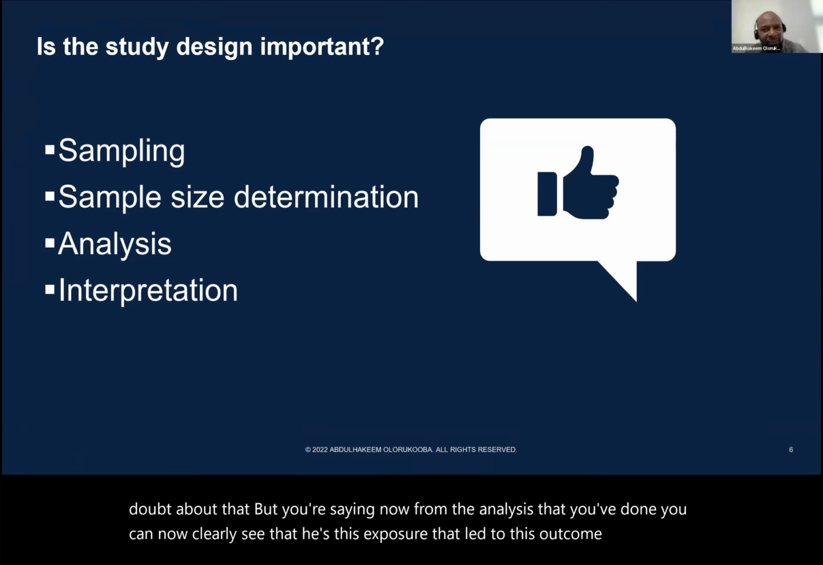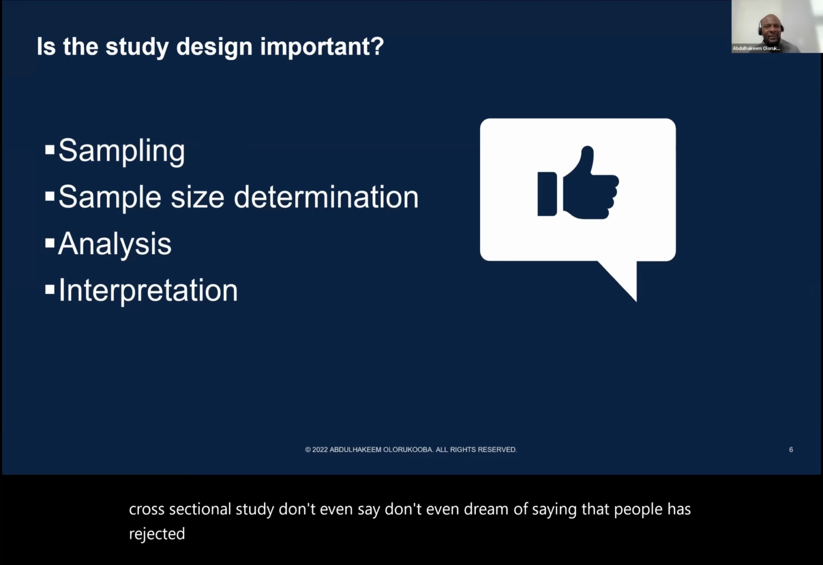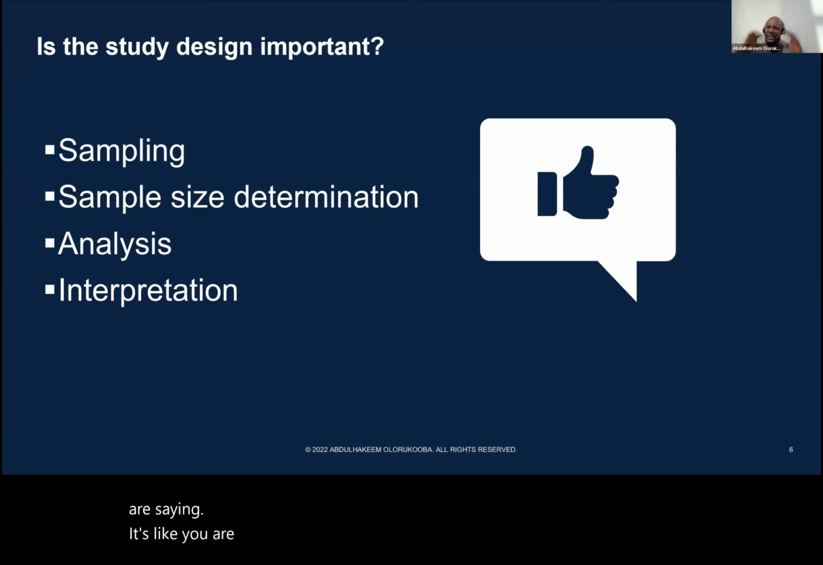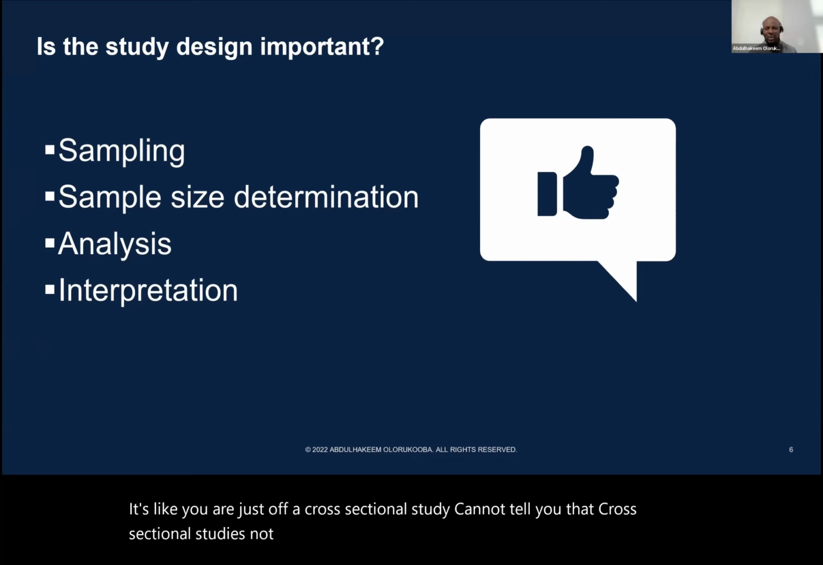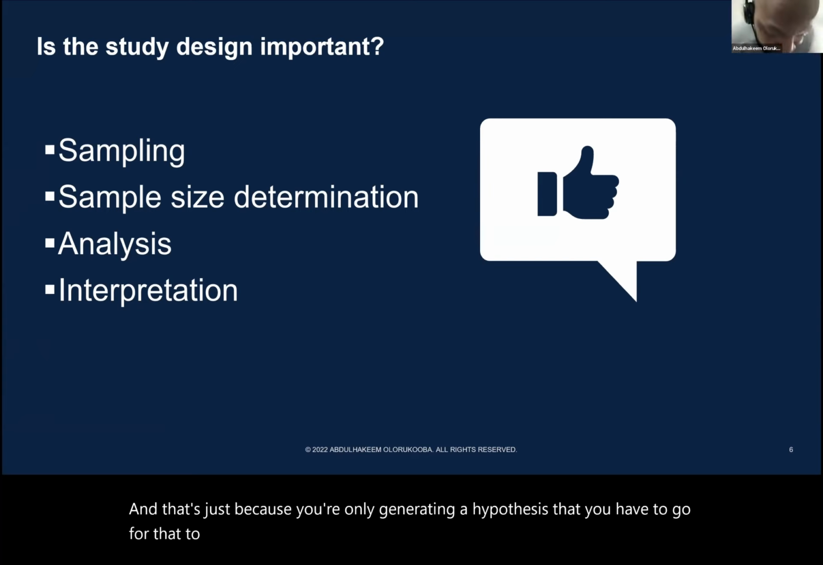How? In a cross-sectional study? Don't even dream of saying that. That paper was rejected very quickly from an international journal. You don't even know what you are saying. It's like you are just off. A cross-sectional study cannot tell you that. A cross-sectional study is not even used for causality or causation. You can't be talking about causation, you can be talking about association. And that's just because you're only generating a hypothesis that you have to go further to test before you say that. All right. That's by the way.